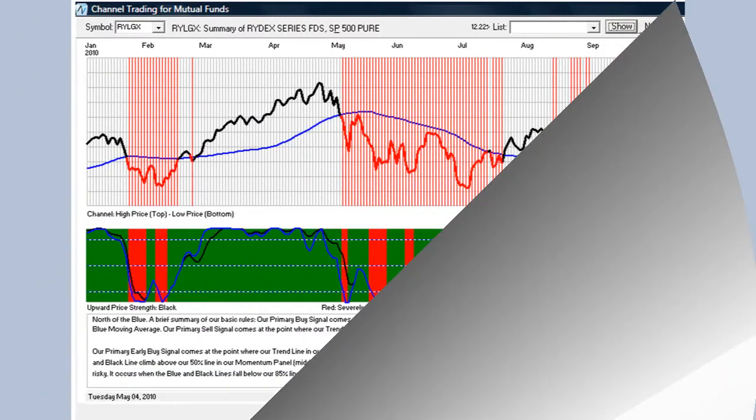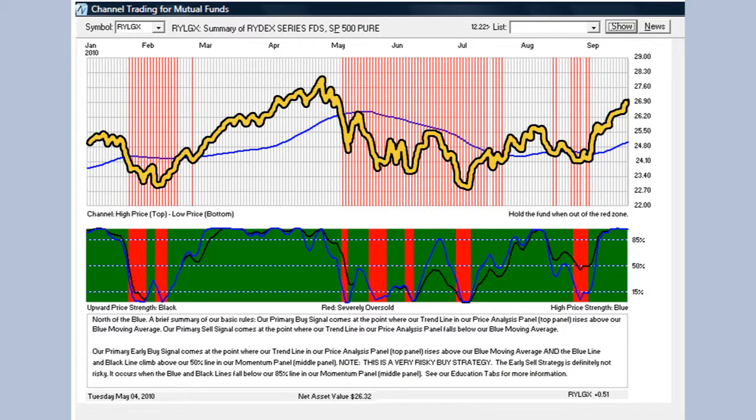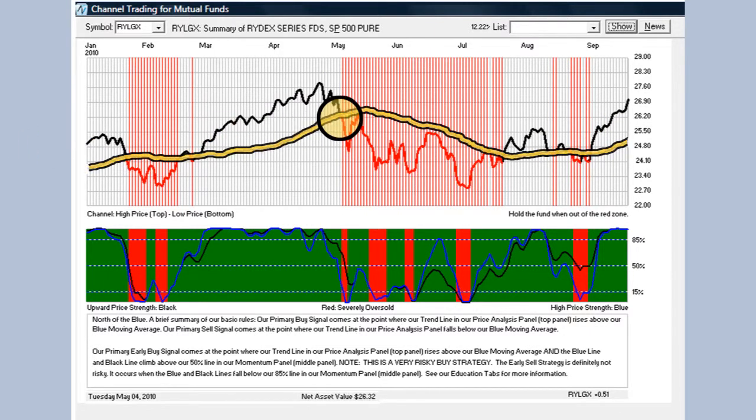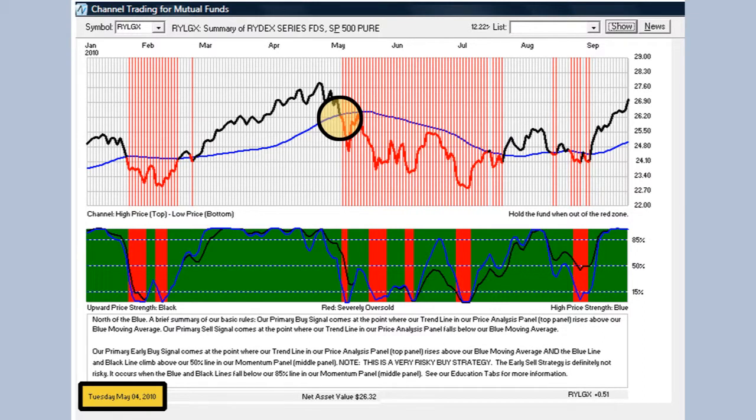Next, we find the black price line has crossed the blue moving average line in a downward direction on May 4th, 2010. Note the position of the highlighted area. The price of the fund at that point was $26.32. Note the highlighted area at that point.